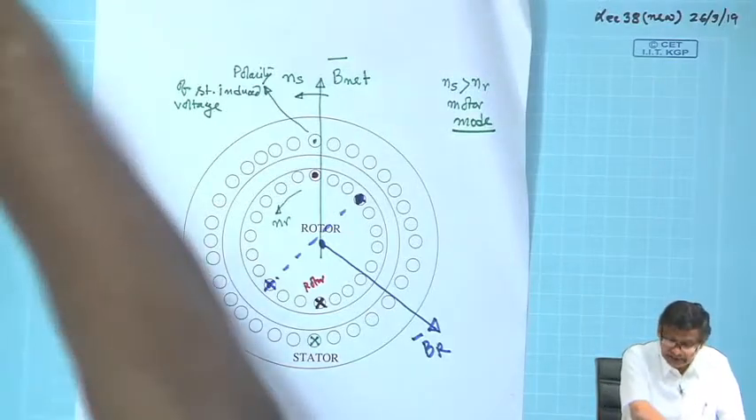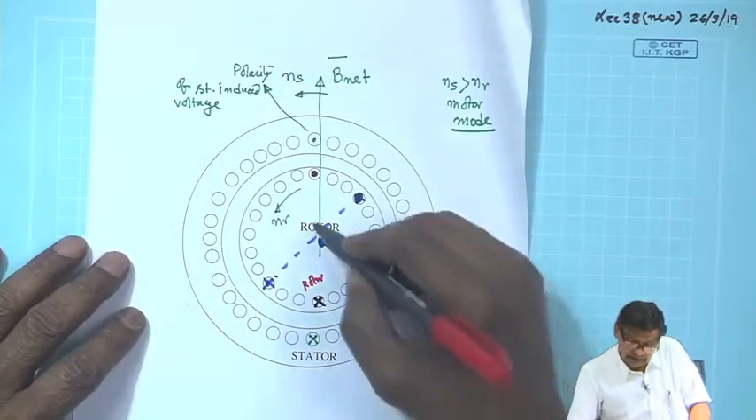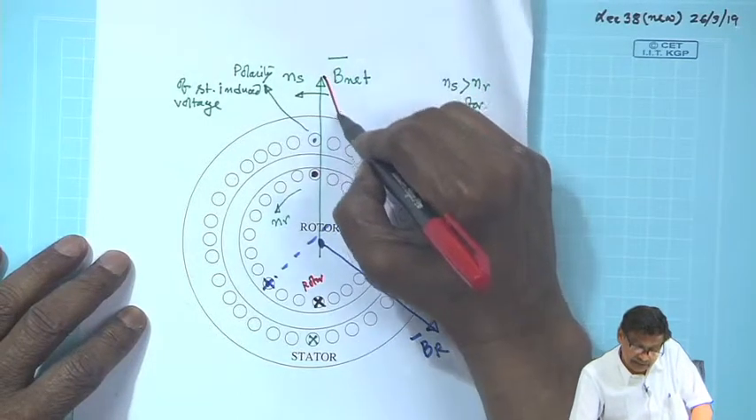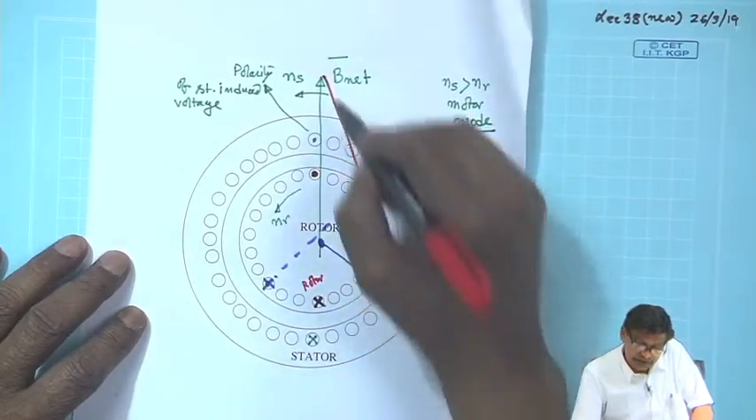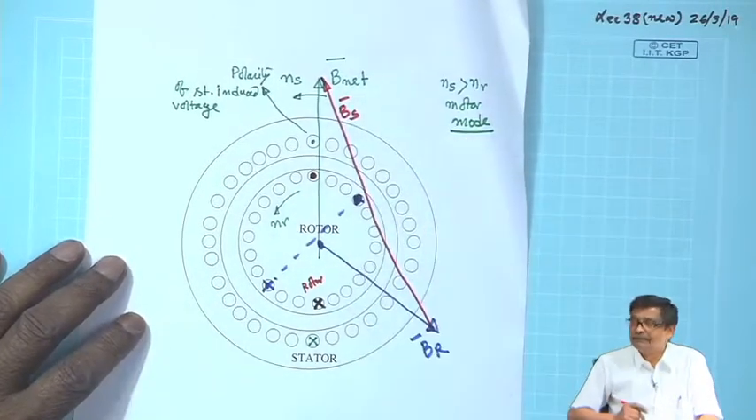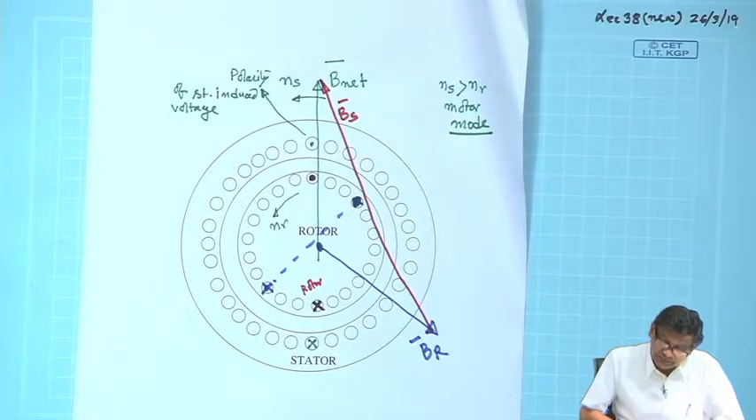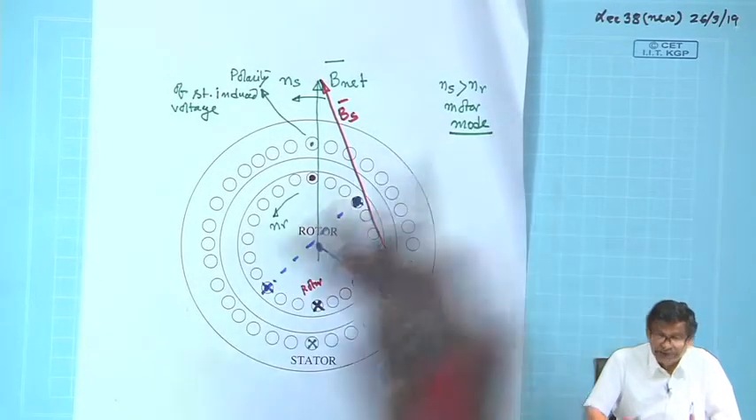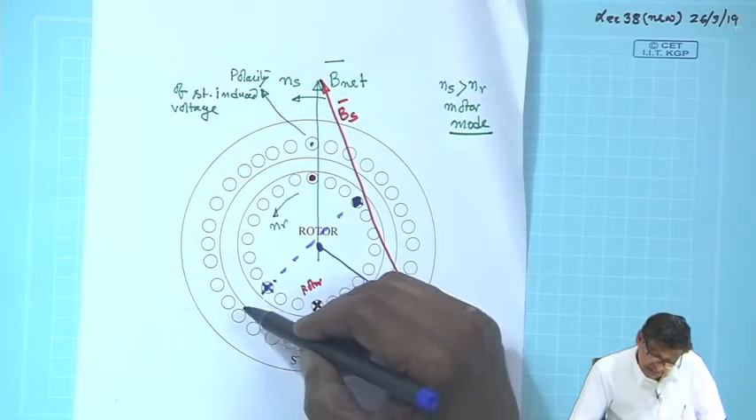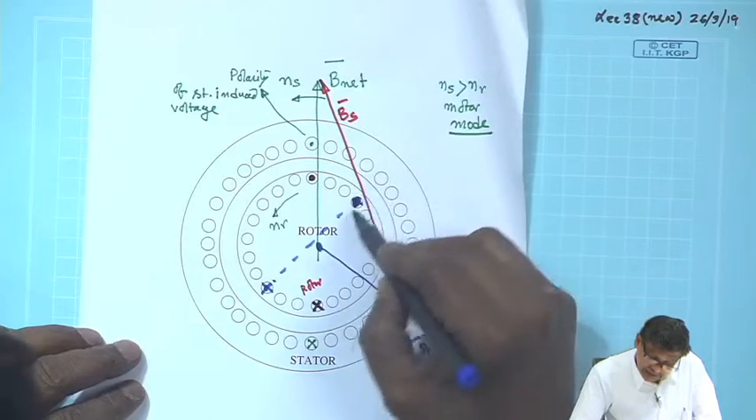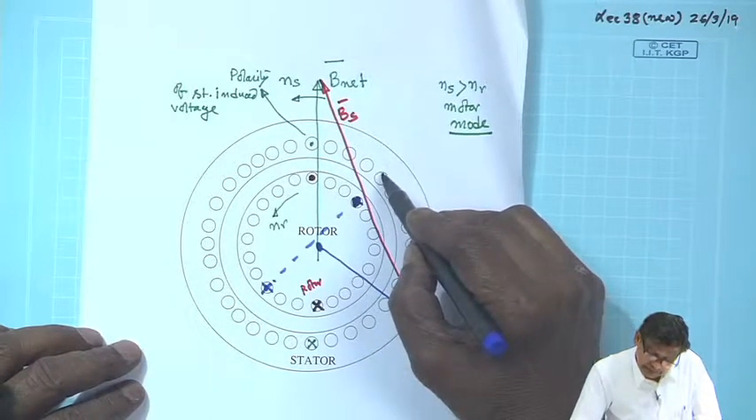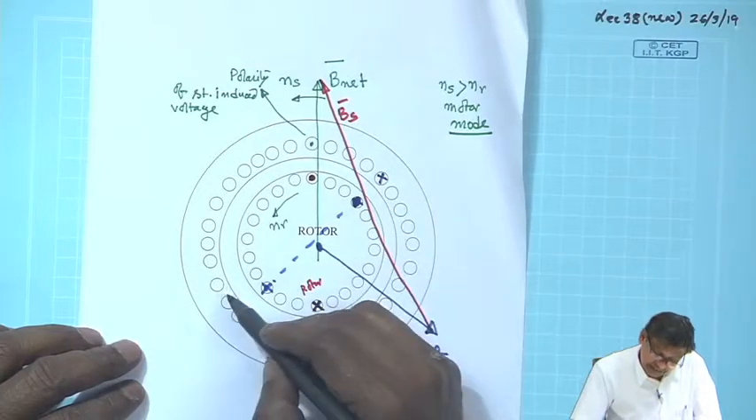And if this is B r, then I will say B r plus, because B net I have already assumed, and this will be your B s, the stator field. And if you wish, the conductors of the stator carrying maximum current at that instant will be decided by drawing a perpendicular line here, whichever conductor, and depending upon the direction.